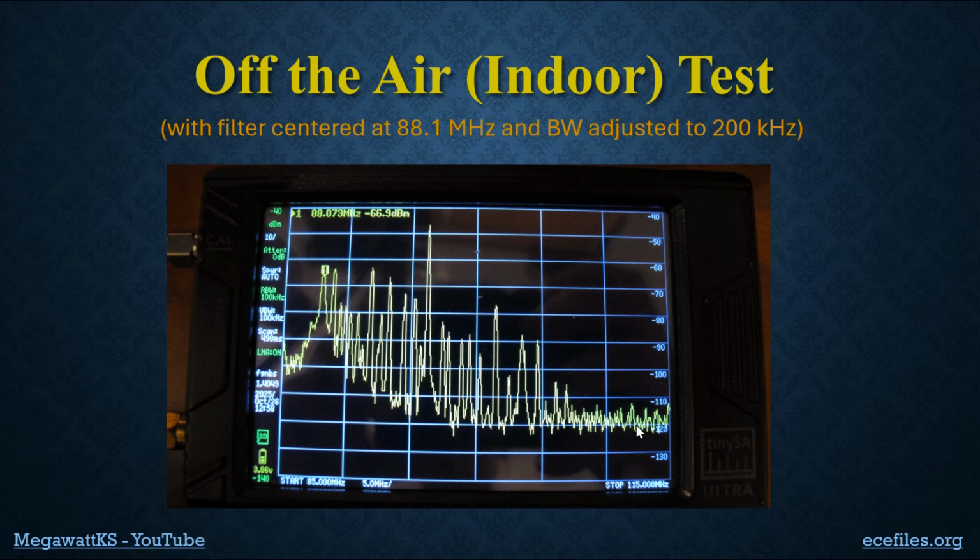Let's look over here at the right-hand side. We're actually down to minus 120 dBm here. Why is that? Well, that's because the filter has no gain there, and so we're just seeing pretty much the noise floor of the Tiny SA with the LNA on. This is exactly what we would predict for a 100 kilohertz resolution bandwidth.